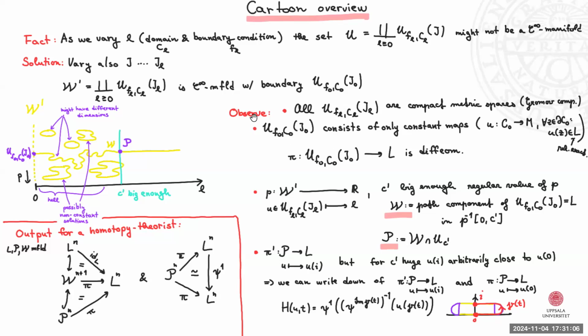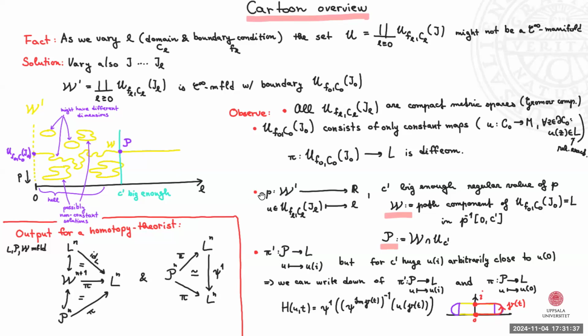You can prove, using standard methods in symplectic geometry, that the moduli space that you start with consists only of constant maps. And that's precisely the point where we use that our Lagrangian is relatively exact. And so the projection pi, the evaluation map, is a diffeomorphism. So that's important.